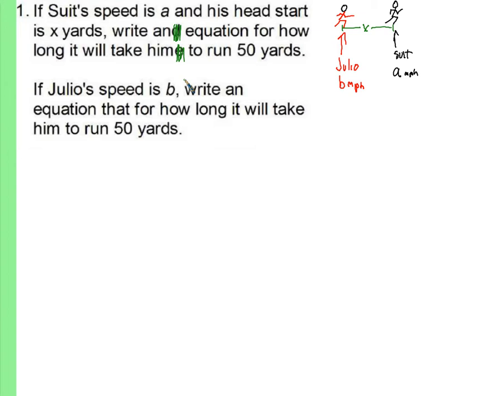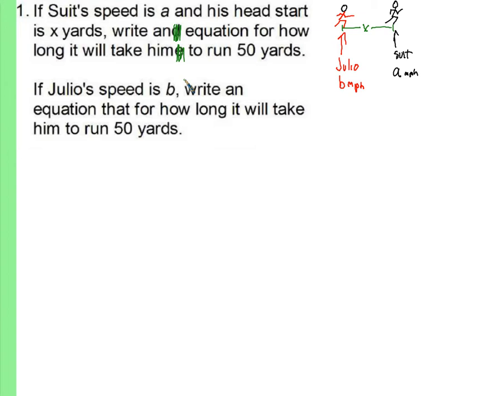We want to see if we give him a head start of X, how long will it take him to get to 50 yards, I guess. We won't actually run 50 yards. Well, it's just somebody running a certain speed for a certain amount of time goes a certain distance, right? Relationship between distance and speed and time.